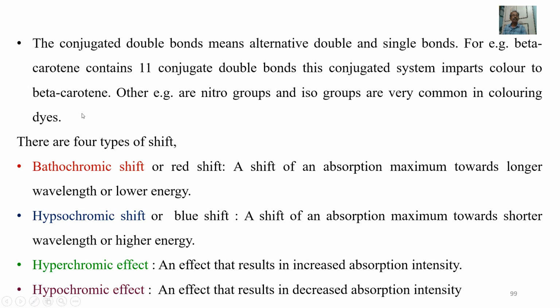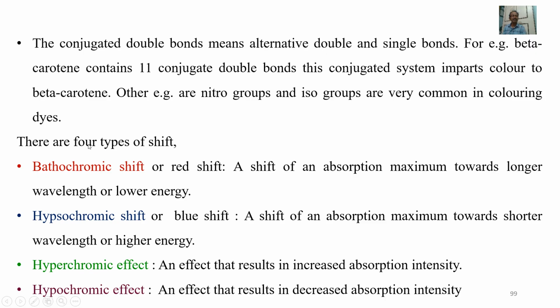The conjugated double bonds means alternating double and single bonds. For example, beta-carotene contains 11 conjugated double bonds. This conjugated system imparts color to beta-carotene. Other examples are nitro groups and azo groups, which are very common in coloring dyes.